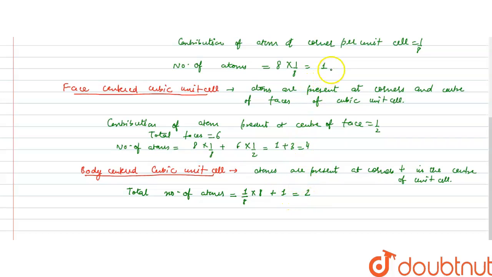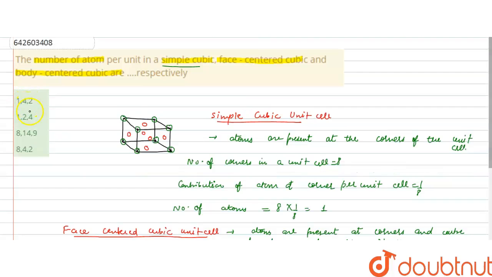So the total number of atoms in simple cubic, face-centered and body-centered are respectively 1, 4 and 2. So we will check which option is correct. This is the first option, 1, 4, 2, which is correct. So this is the answer. I hope you understood the solution.